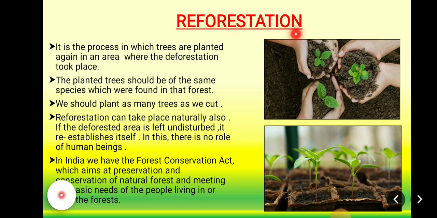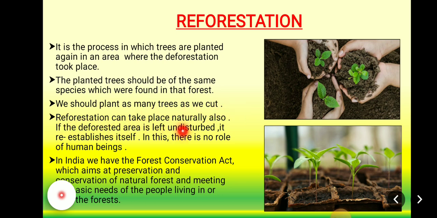Reforestation. Reforestation is the process in which trees are planted again in an area where deforestation took place, where a large number of trees were cut down, again planting the trees in those areas. The planted trees should be of the same species which were found in that forest. We should plant as many trees as we cut.